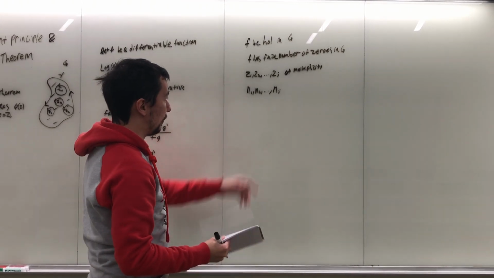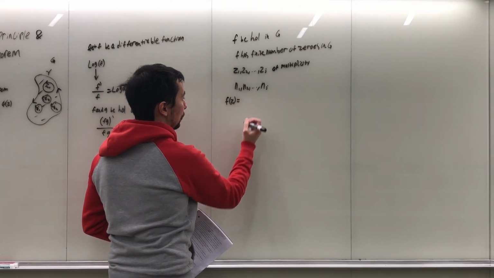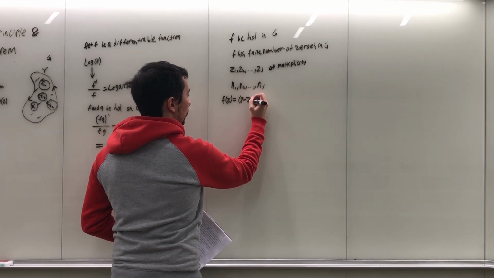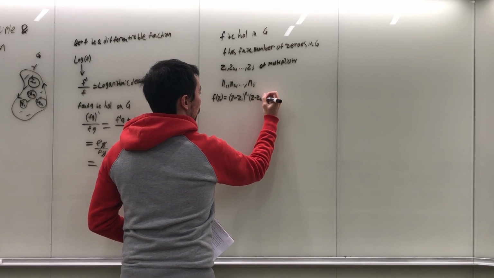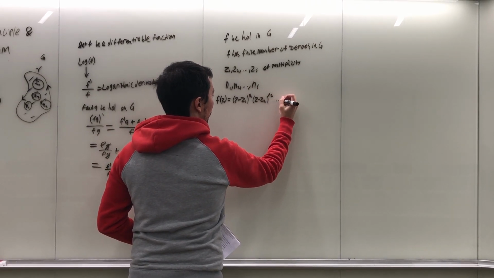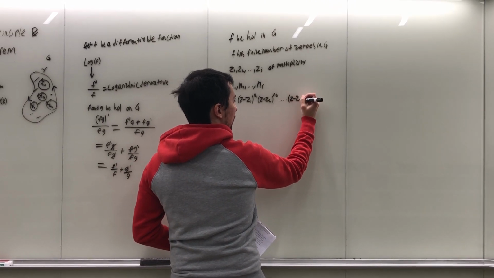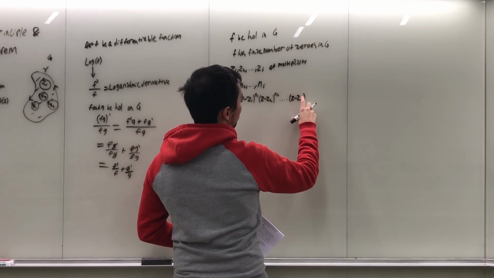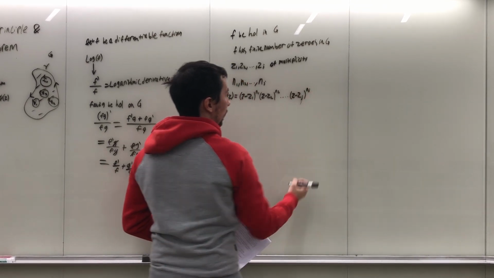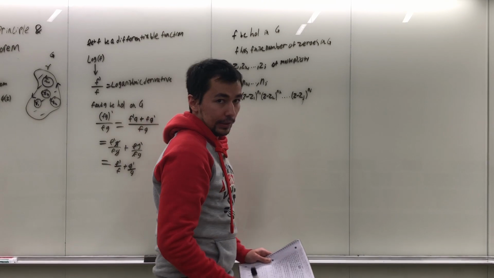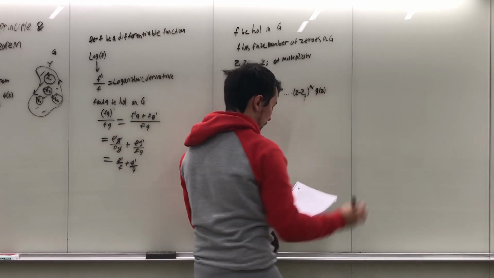But for the generalized form of this, we would have that f of z is going to be equal to (z minus z1)^n1 times (z minus z2)^n2 multiplied by all the intervening terms all the way up to (z minus zj)^nj. And of course, there's one part we can't forget: we're going to have a g of z as well.